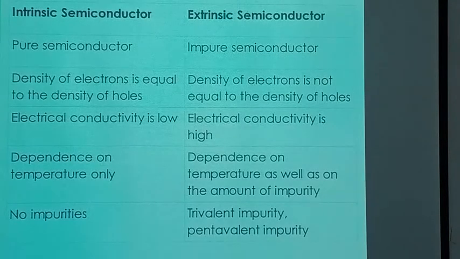In intrinsic semiconductor, it depends on the temperature only, and in extrinsic semiconductor, it depends on the temperature as well as the amount of impurity doped into that specific semiconducting material. In intrinsic semiconductor, there is no impurity, and in extrinsic semiconductor, we can add trivalent impurity and pentavalent impurity.